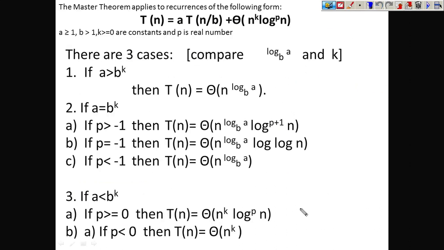This is the main form of the Master theorem, which has been proposed initially by three people, and basically it is applicable for divide and conquer problems, where we are reducing the size of n by dividing it by some constant. So here T(n) equals a T(n/b) plus a function, where a and b are constants. a must be more than or equal to 1, b must be more than 1, k must be more than or equal to 0, and p is any real number.